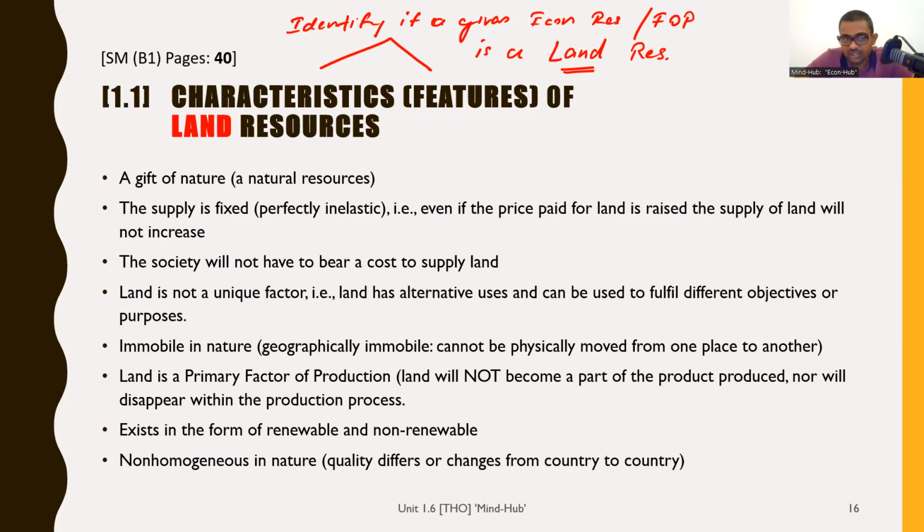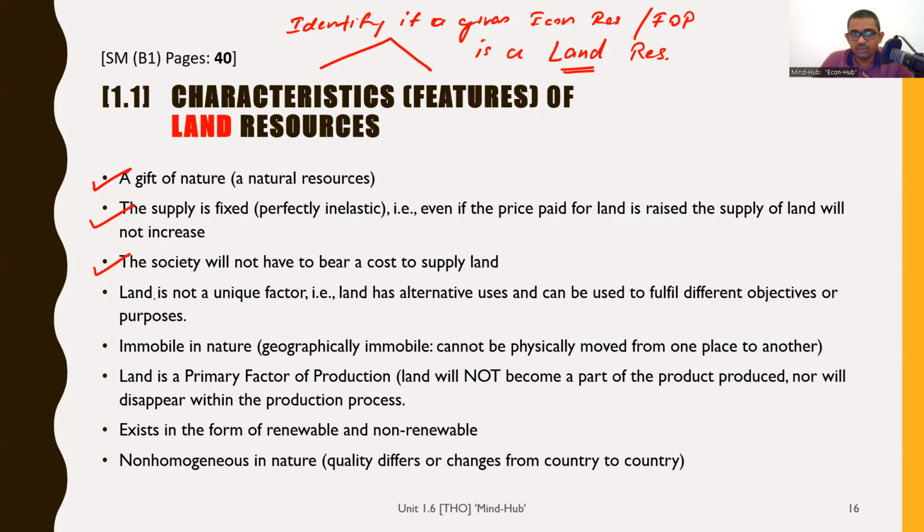A gift of nature. So some of the things we have talked about, remember? Gift of nature. The supply is fixed, perfectly inelastic. The society will not have to bear a cost because it's naturally supplied. It is supplied naturally. Human involvement is not there.